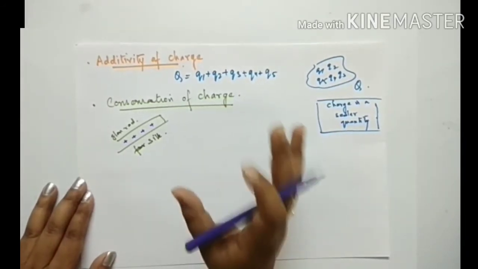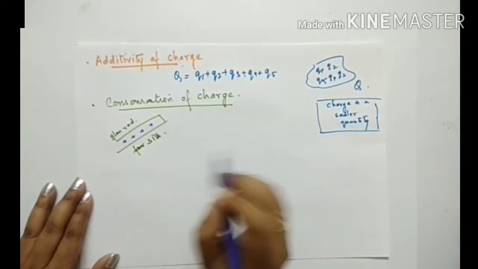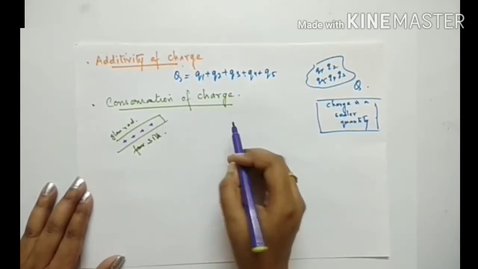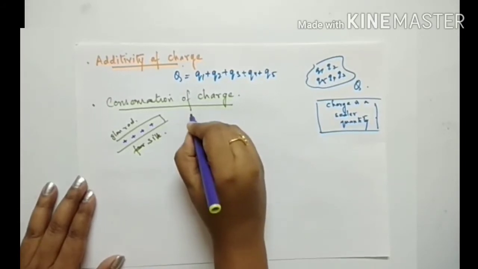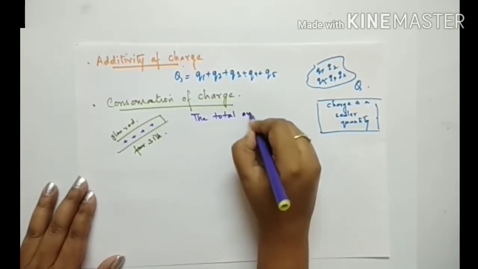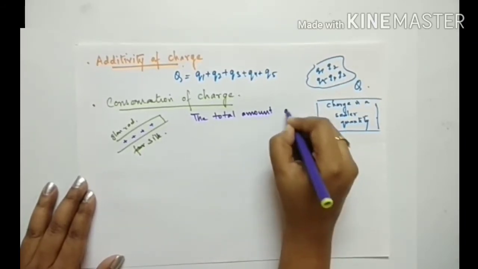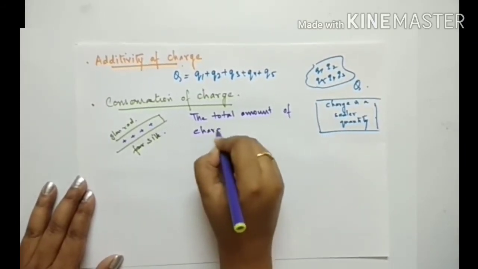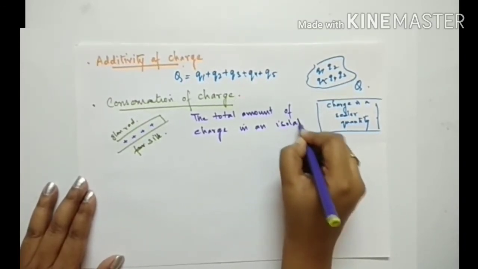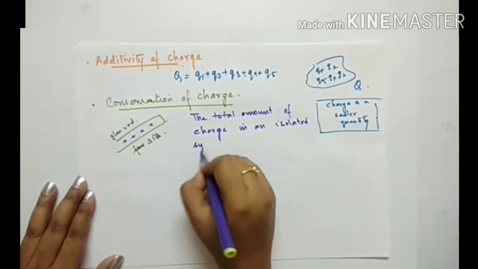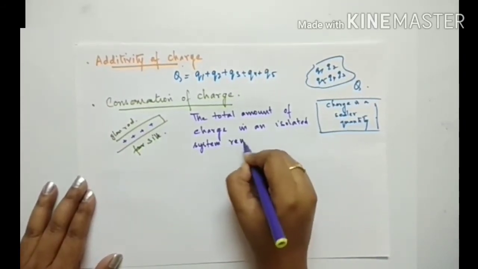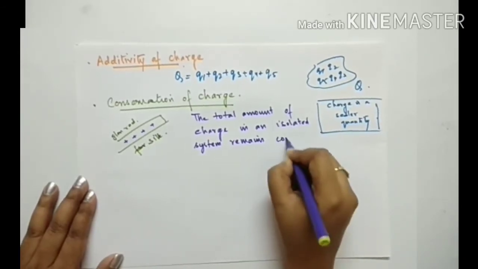According to its definition, the total amount of charge in an isolated system is constant. The total amount of charge in an isolated system remains constant.